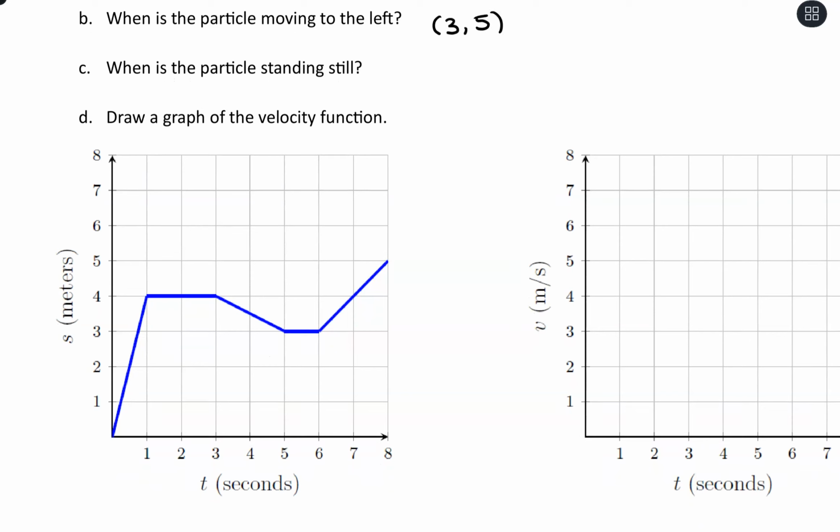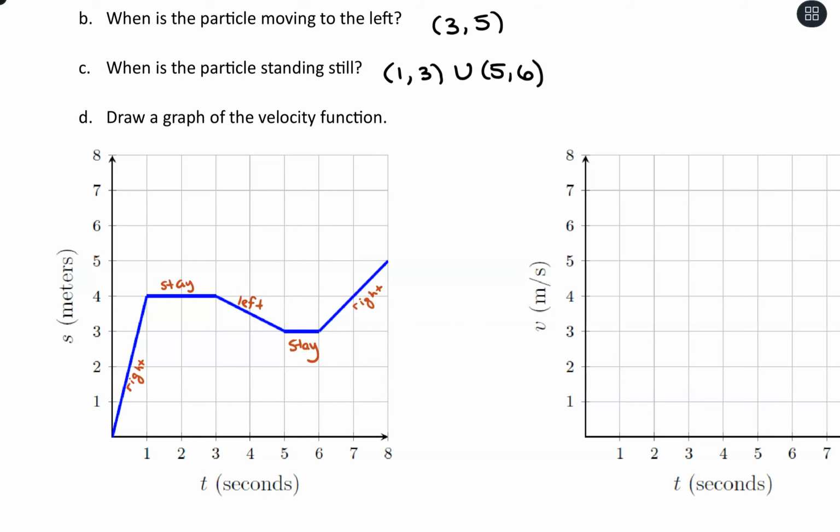So what we have is this is where it's moving to the right, to the right, to the left, and this is where it's going to stay put. So that's where it's just staying put at those flat lines. So what we're really talking about is the slopes here and what the slopes are doing. Is it increasing, decreasing, or is it 0? So the particle is standing still from 1 to 3, and then again from 5 to 6.